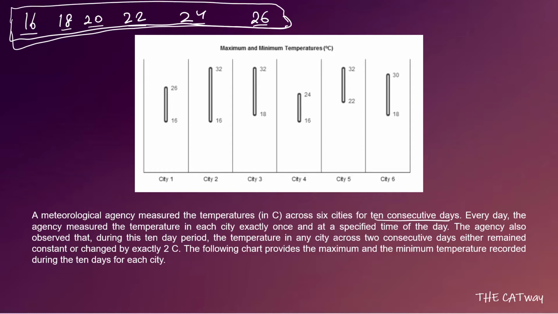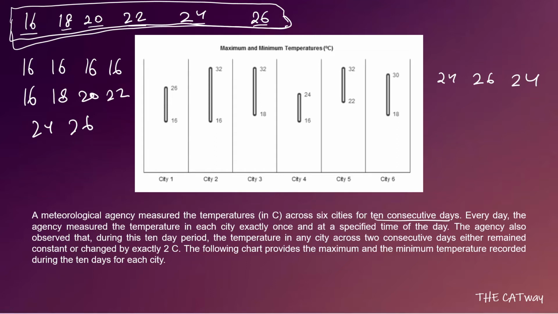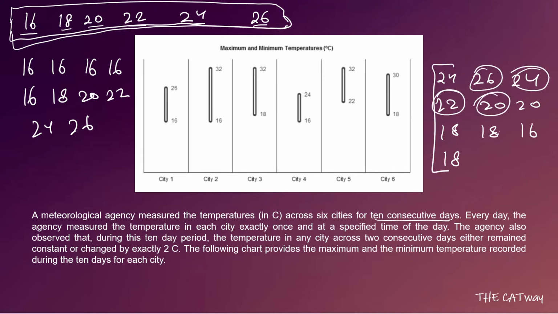For example, let's see what are the ways in which the temperature can go. The temperature can be 16 on the first 5 days, and after that start increasing by 2 every day. So this can be one case. Another case can be: started with 24, went to 26, then 24, then 22, 20, 20 and 18, then 18 on the 7th day, 16 on the 8th day, and 18 again on the 10th day. So this can also be a case, but these values 26, 24, 22, 20, 18 and 16 are going to be there, and the other 4 values are going to be repetitions of any of the other values. So this is how our table is going to read.